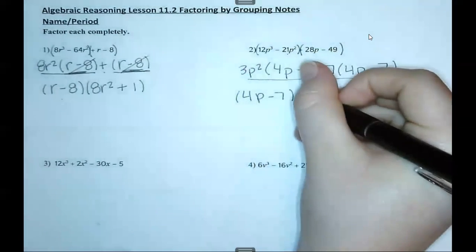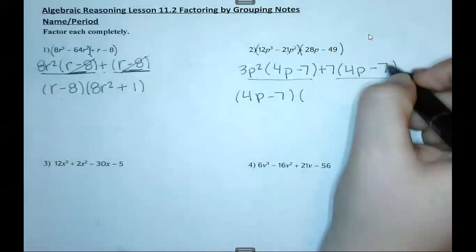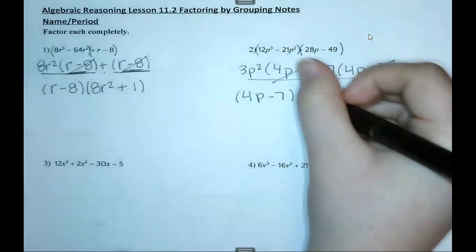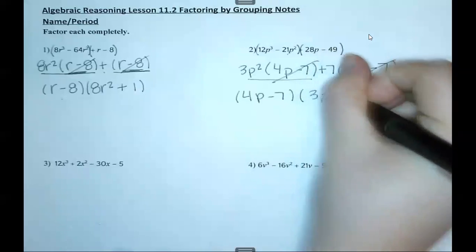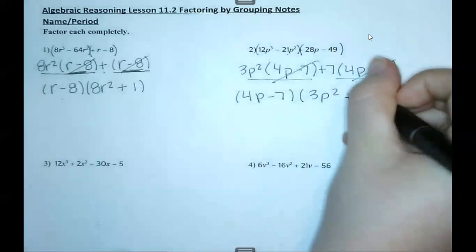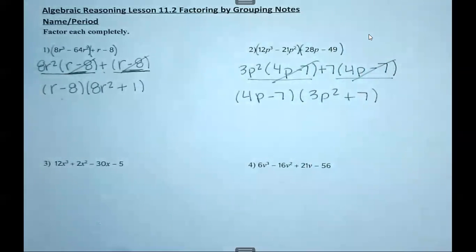And then I'm going to make another set of parentheses for my leftovers. So if I take that out, my leftovers in the first set are 3p squared. My leftovers in the second part are plus 7. And there we go. There's our answer.